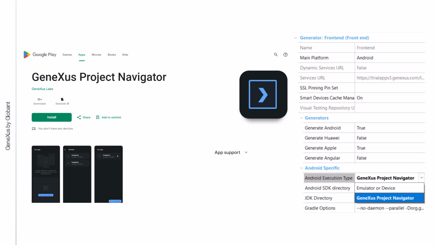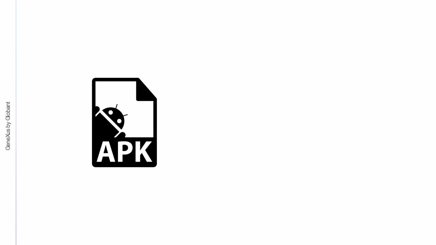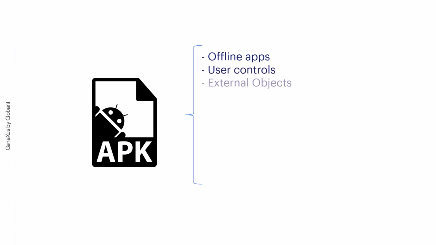However, when prototyping with the GPN, we do have some limitations, which include the need for the application to be compiled. For example, when we want to develop offline applications, use user controls or external objects, use push notifications, or access certain resources such as embedded fonts, images with various resolutions, and animations, among others.